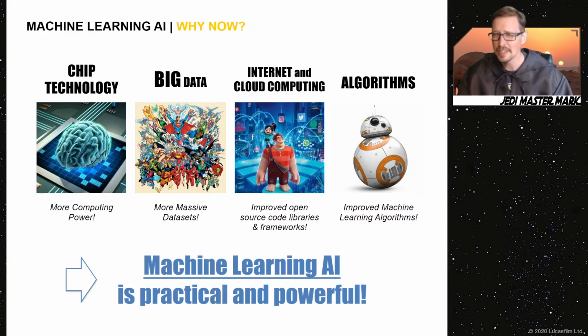And then the last one, the algorithms. Certainly, because of the internet, cloud computing, open source libraries, and frameworks, it's led to improved machine learning algorithms as we go along. So certainly machine learning and AI is here to stay and is a big part of why these AI algorithms are performing so well.